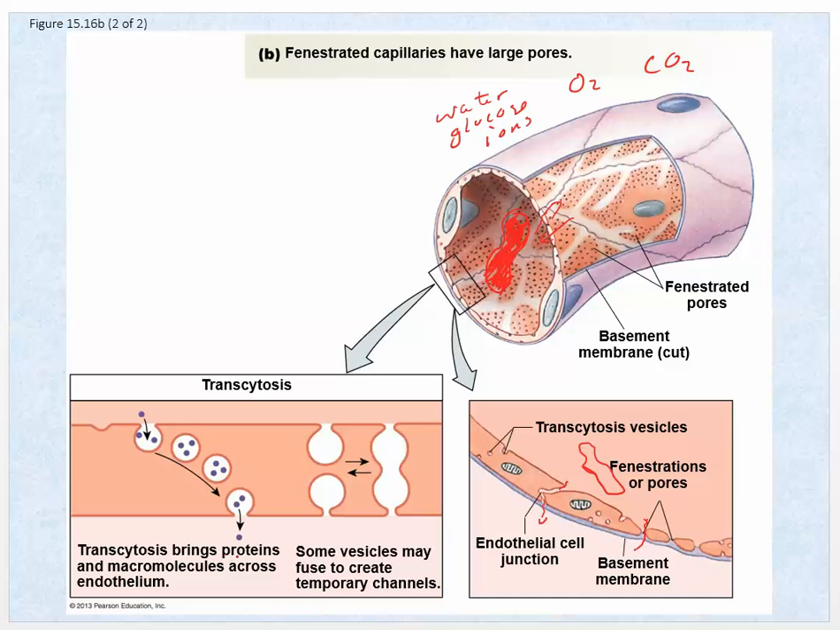Transcytosis can bring proteins and larger molecules across, and sometimes these little bubbles, these vesicles, will form together and create a temporary pore. So the capillaries aren't working to keep anything in or out, except that some larger proteins aren't able to get through. Some of the white blood cells don't really move through, but some do, and that's sort of their job.